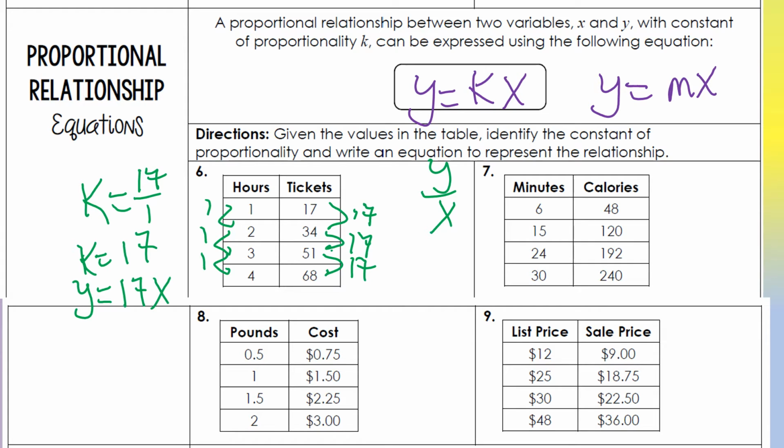Do the same thing in the next one. Find your differences. Here I notice that we actually have 2 numbers, so we're going to have what seems like 2 different slopes, but really they're going to be the same when we're all said and done.